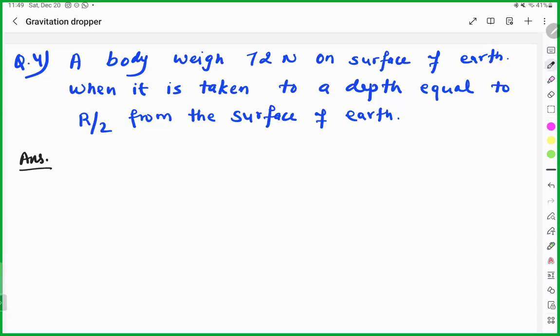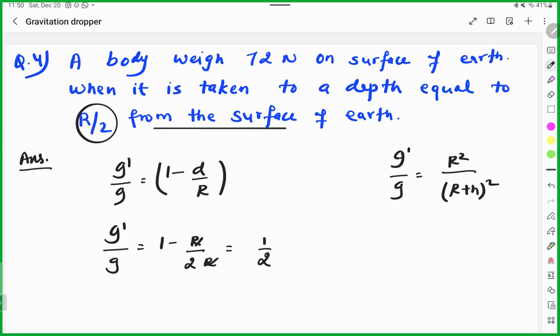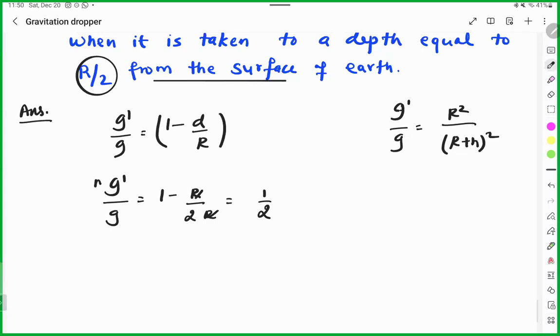In case of depth, the formula is universally fixed. Example, in height, if you take r by 2, then you have to take only this formula: g dash equals g r square by (r plus h) square. This is the correct formula. But in case of depth, it's easy. g dash by g will be equal to 1 minus d by r. Your depth from the surface is r by 2. Remember, from the surface. So 1 minus half will be half. If you multiply by m on both sides, this is the weight. mg dash will be mg by 2. mg value is 72.